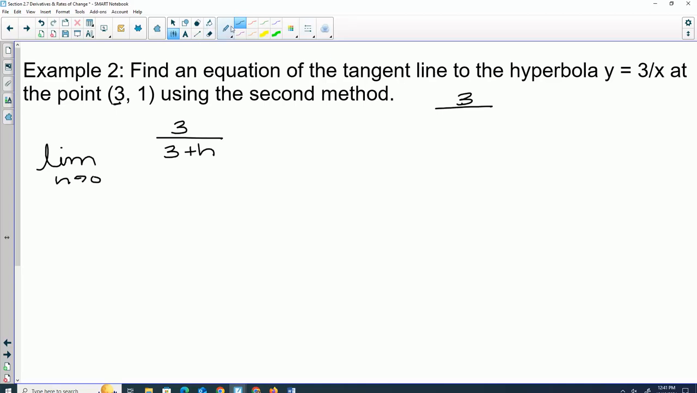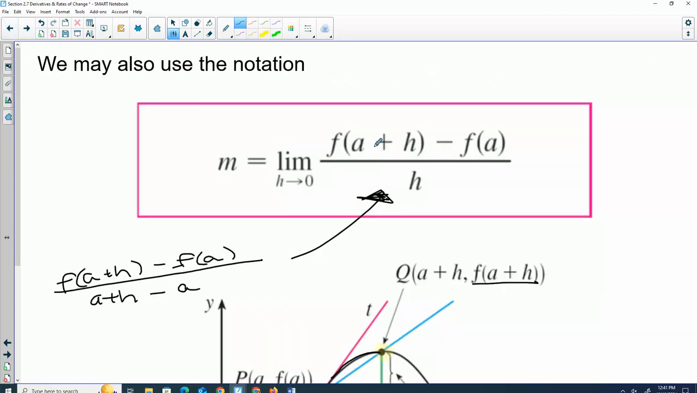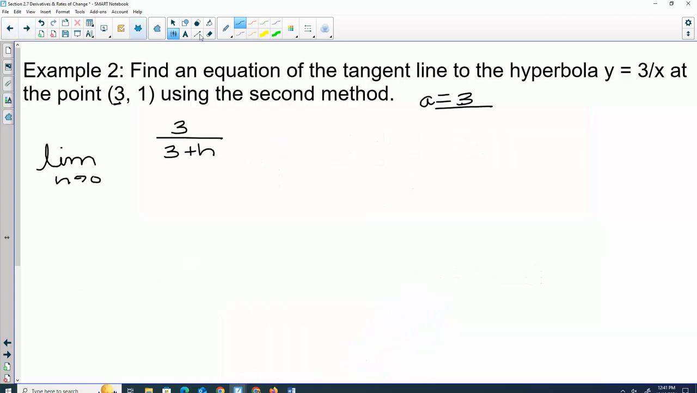So in this, the number we're approaching is our 3. So using the notation F of A plus H, so F of 3 plus H, to replace our X with the 3 plus H, minus F of A, but A is 3, over H. I was using the equation. But can we simplify that?